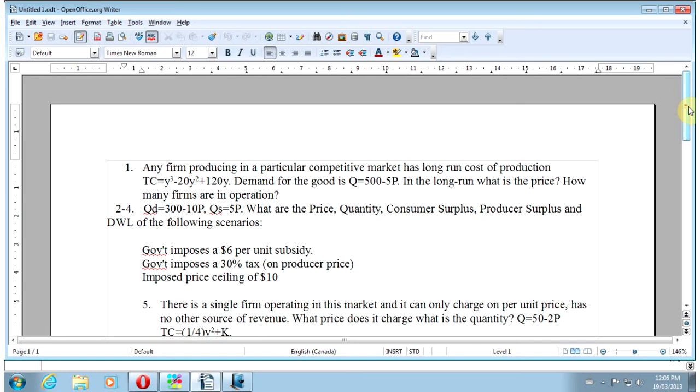Questions 2 through 4 all deal with the same demand and supply function. Demand is 300 minus 10p and supply is 5 times p. What are the price, quantity, consumer surplus, producer surplus, and deadweight loss of the following scenarios? Government imposes a $6 per unit subsidy. Government imposes a 30% tax. And they impose a price ceiling of $10.